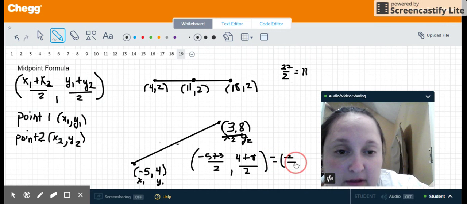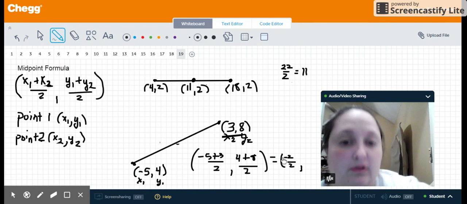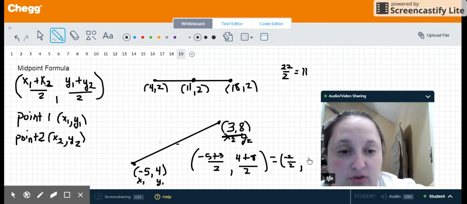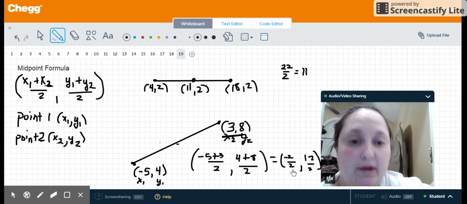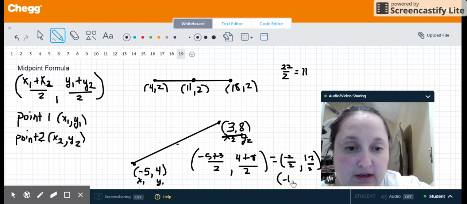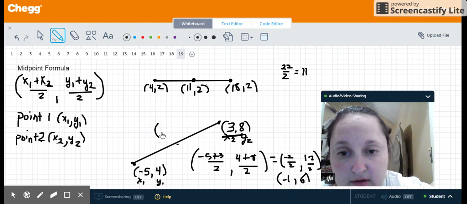And we've got to divide that by 2. Notice I'm not using a calculator. I mean, it's possible if you need to. 4 plus 8 is 12. And we're going to divide that by 2. When we do our division, we get -1. -2 divided by 2 is -1. And 12 divided by 2 is 6. Therefore, the midpoint in this case is -1, 6.